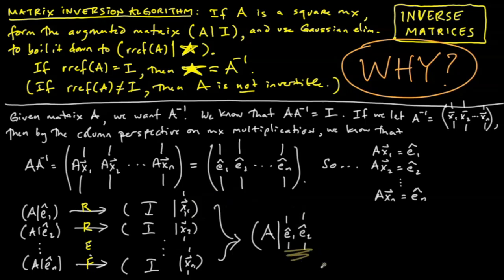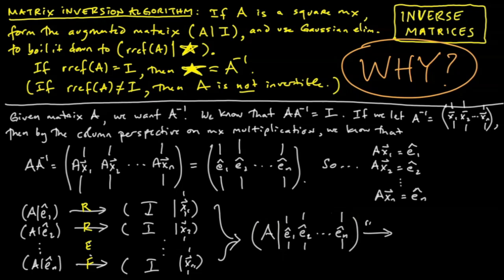And in fact, there's no reason to stop with just 2. We could put all the columns there. And essentially what we'd be doing now is solving n systems of linear equations simultaneously. AX equals E1, but we'd also be solving AX equals E2 and AX equals E3, and all of them up to and including AX equals EN.